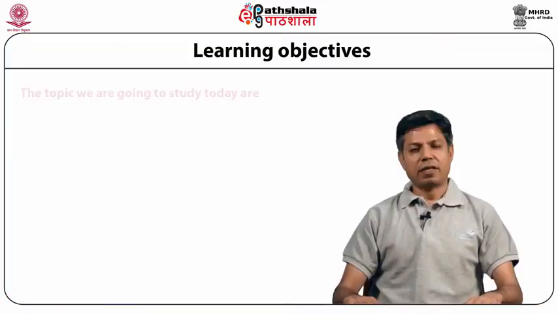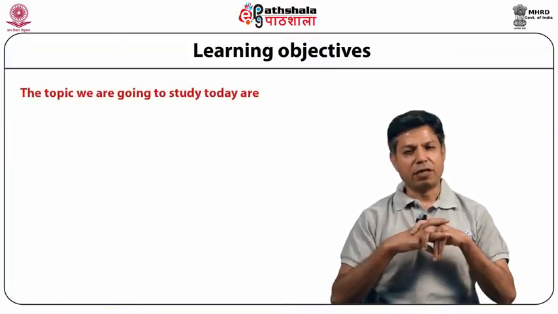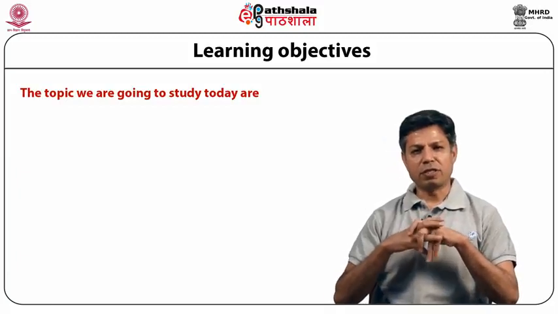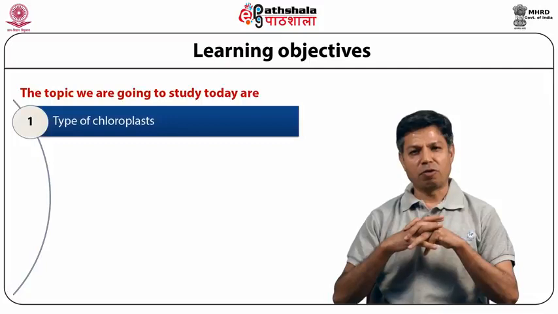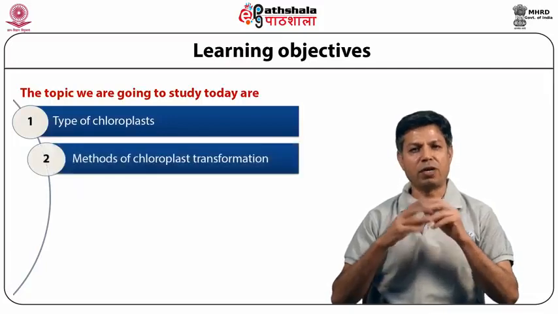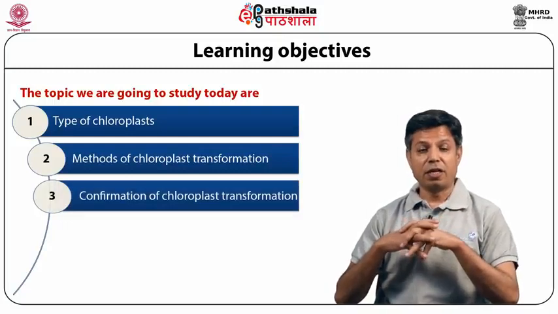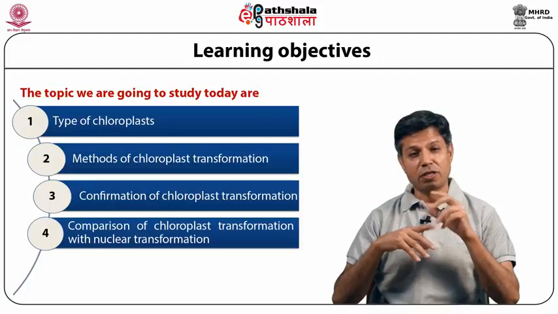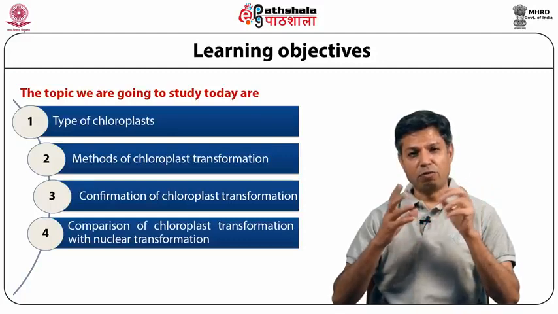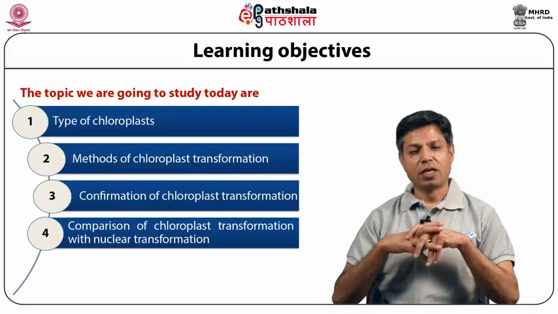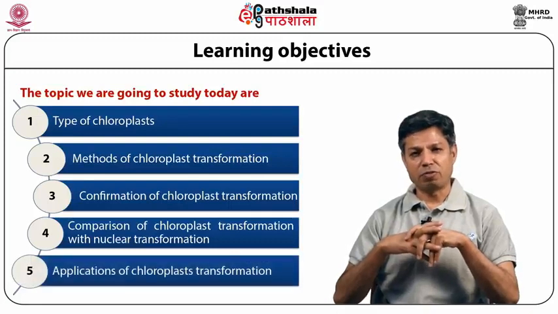Today we are going to discuss the module of Chloroplast Transformation 1 under plant biotechnology and crop improvement. The learning objectives for this module: we will discuss how many types of chloroplast there are, what is the method of chloroplast transformation, how you confirm the chloroplast transformation, the comparison of chloroplast transformation with nuclear transformation, and then the application of chloroplast transformation.